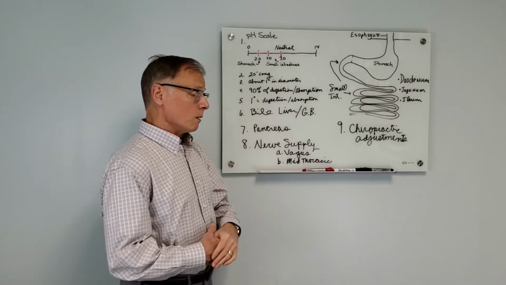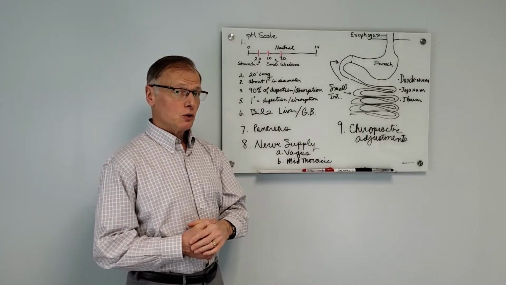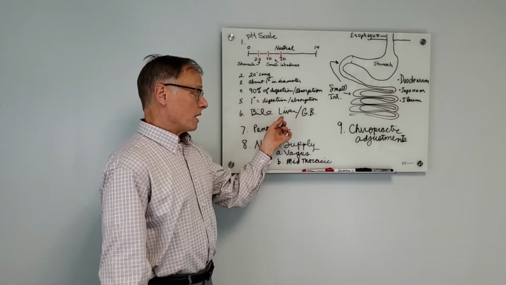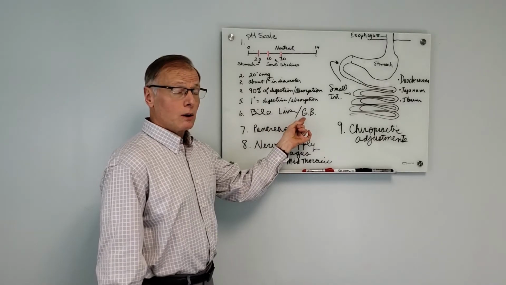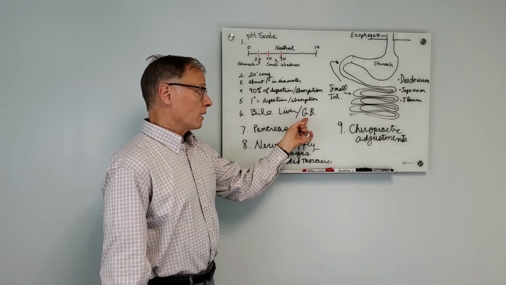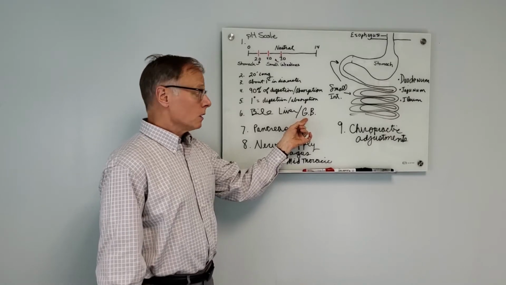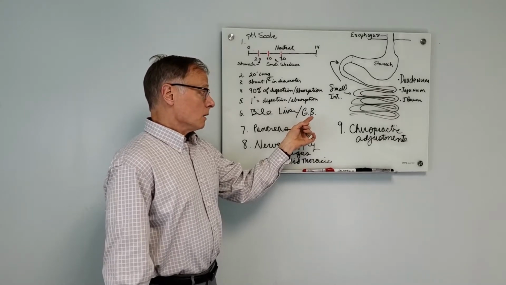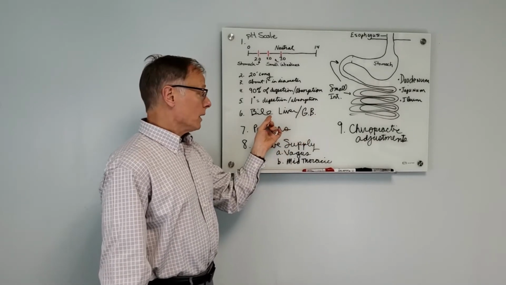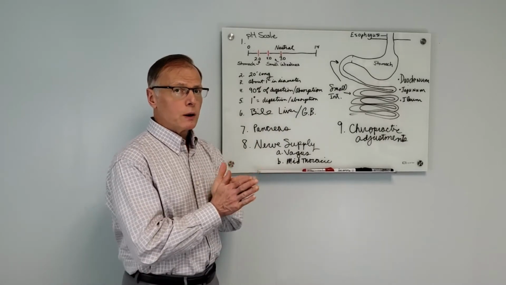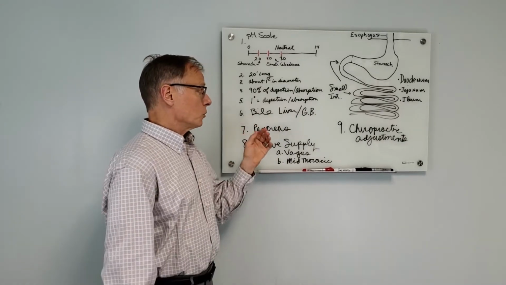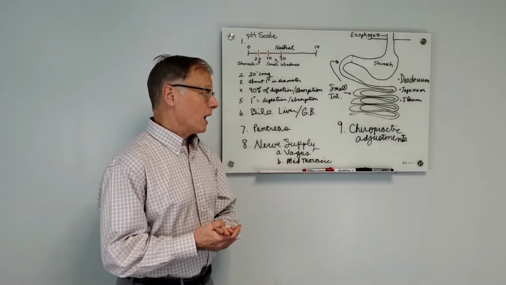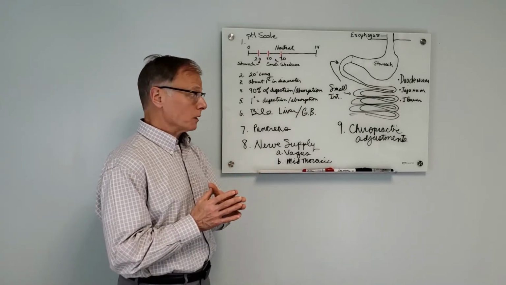Now, point number 6, the digestive juices for the small intestine come from bile, which is made by the liver and released by the gallbladder. So bile accumulates in the gallbladder, and when you eat foods, especially fat, the gallbladder will release bile, and then bile will act as a soap to break down the fats so that they can be absorbed through the intestinal lining and used by the body. So the bile is very important.